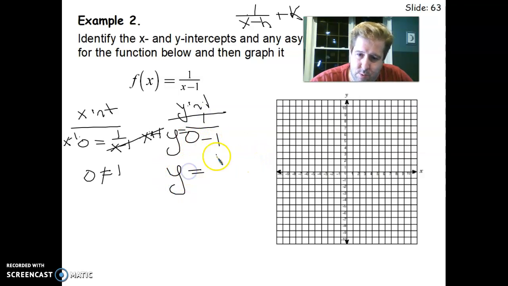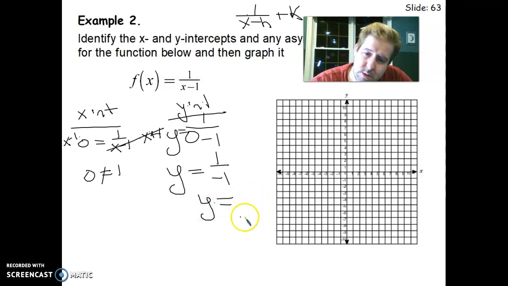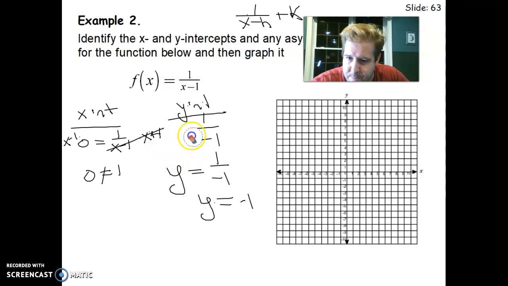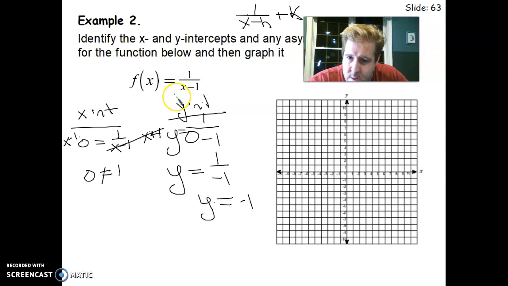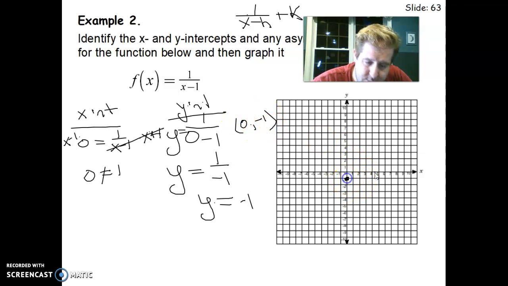So y equals 1 over -1, which means y equals -1. So I'm sorry, x. Ugh, what am I doing? I knew something was up here. All right, so let's try this again. So the y-intercept means x is 0, right? Oh, I did just have it. All right, so this means our y-intercept will be 0, -1, like such. So 0, -1 is going to be right there.